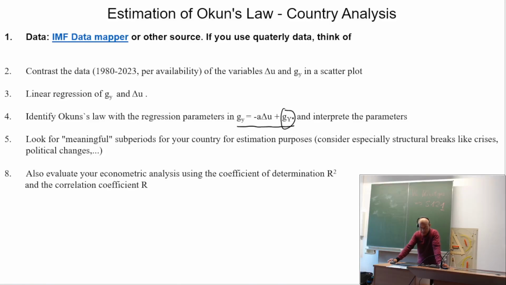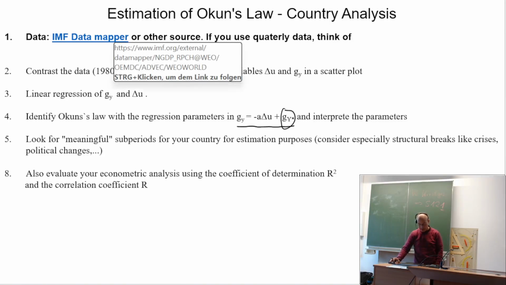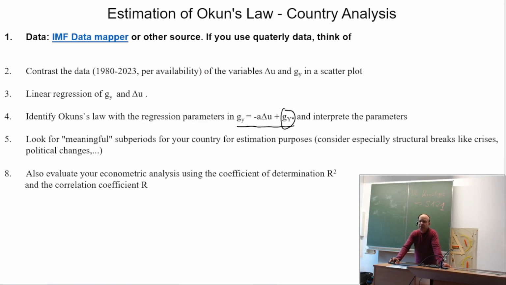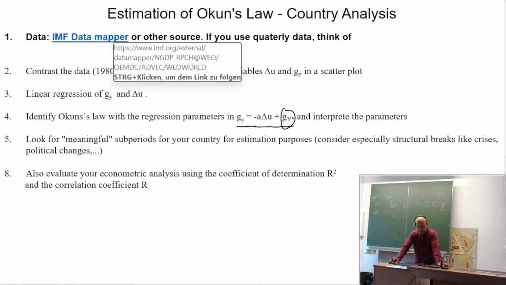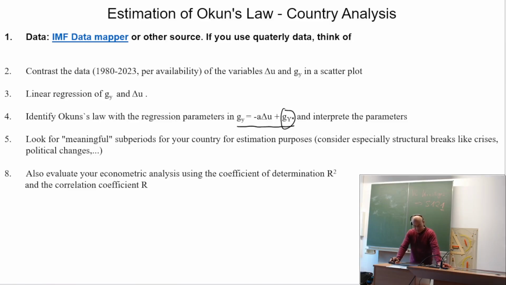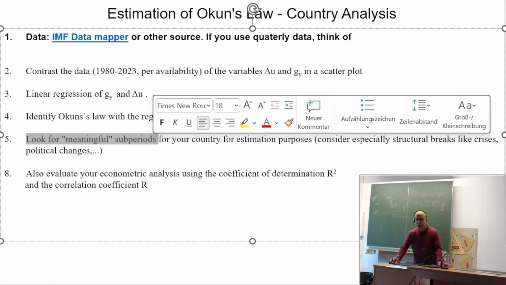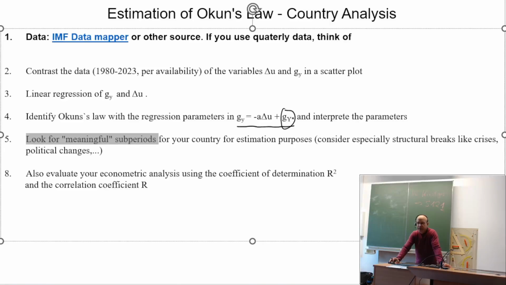Yeah, and I want now to do this for Germany via the data of IMF data mapper, and then we will look also at different time periods, not only the whole period of 1980 until today. So you should look at meaningful sub-periods, and for your country, you maybe can even identify other reasonable sub-periods than I will do now for Germany.